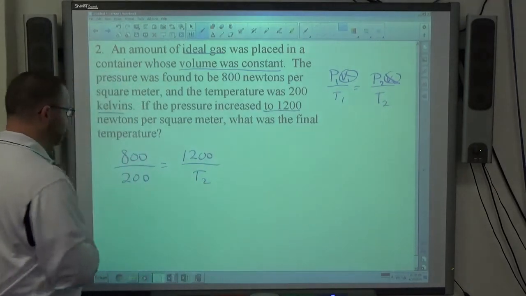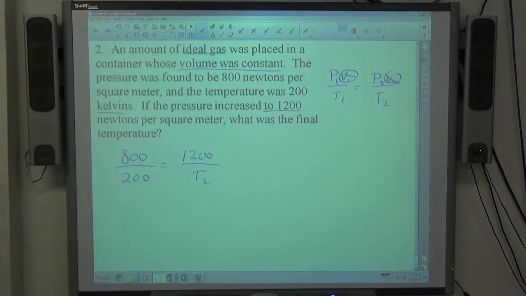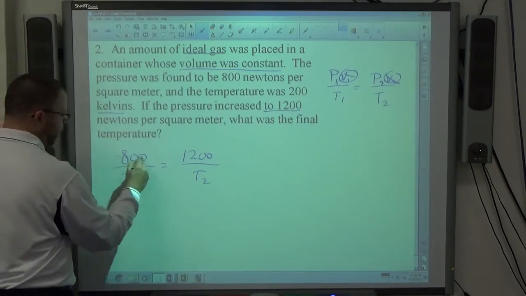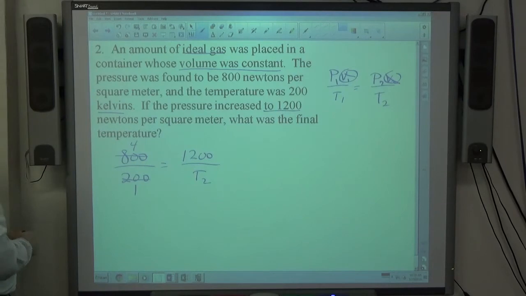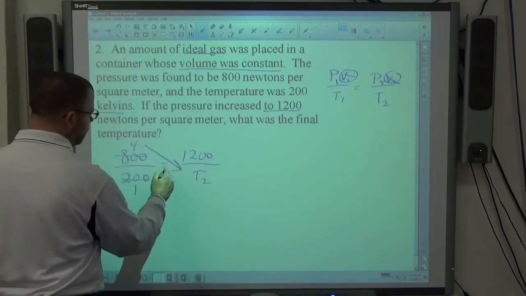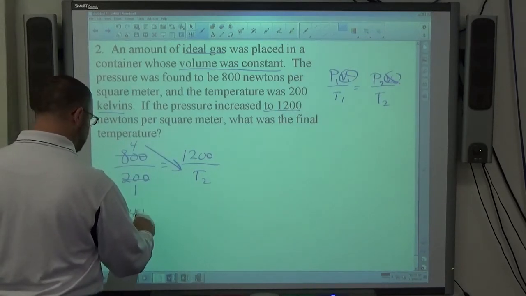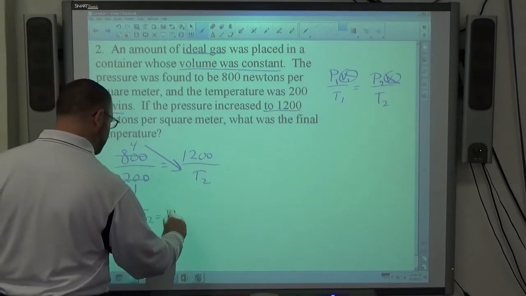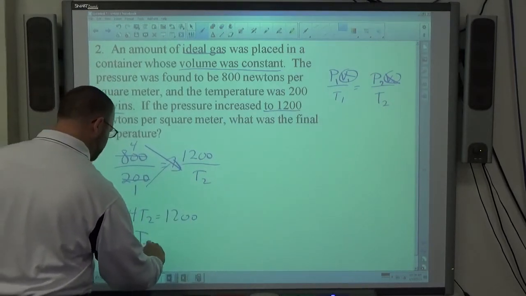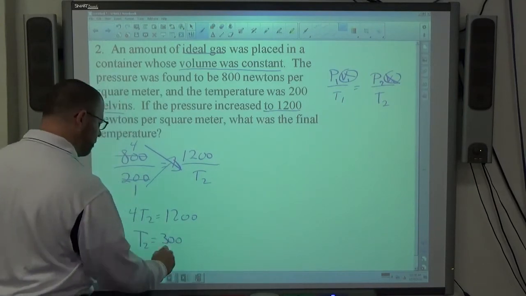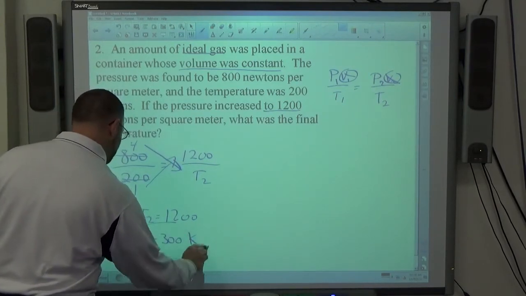Final temperature is what we're looking for. A reduction of fractions is legal in this case, so 800 over 200 can reduce to 4 first. So if I cross multiply now, it just makes the number smaller, it's easier to deal with. So 4 T sub 2 is equal to 1 times 1200, which gives me T sub 2 is equal to 300. Unit of temperature again is kelvins. It should be that way on the test.